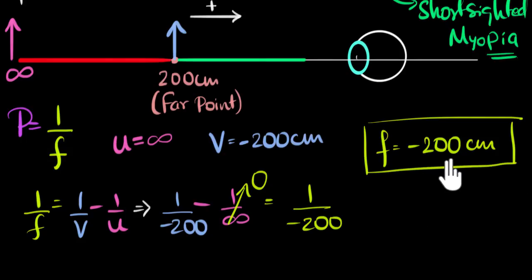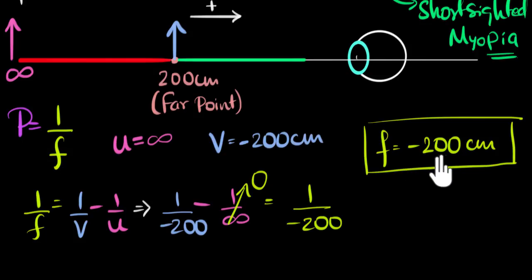Notice, we have solved the problem even without thinking about whether we require a converging lens or a diverging lens. You don't even need that. Just think in terms of object and image. Now, by looking at this focal length, we can actually figure out whether it's a converging lens or a diverging lens. Again, pause the video, see if you can understand whether it's a converging or diverging lens. Just look at the minus sign and try to think about it.